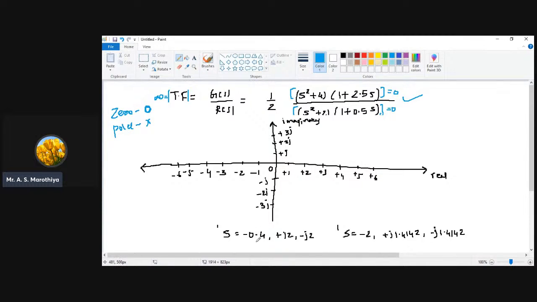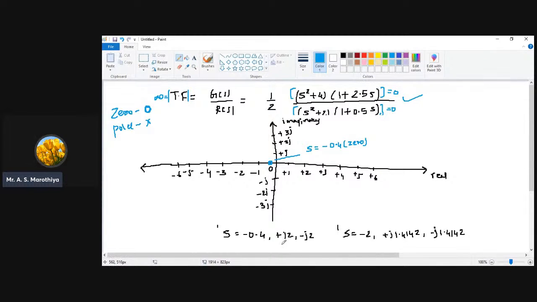So first zero is available at s equals to minus 0.4. So minus 0.4 is somewhere over here. This is 0, this is minus 1. So somewhere over here we need to have minus 0.4. So let me indicate that one small circle is available over here. So this indicates s is equals to minus 0.4. This is your first zero.